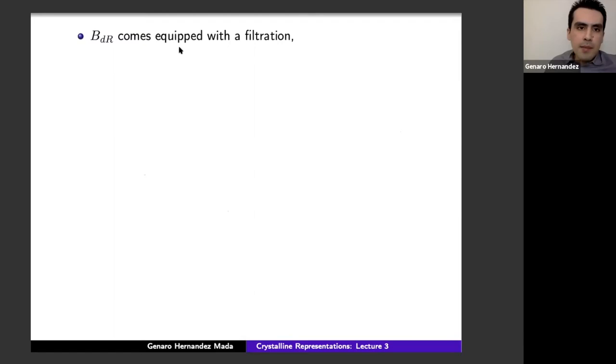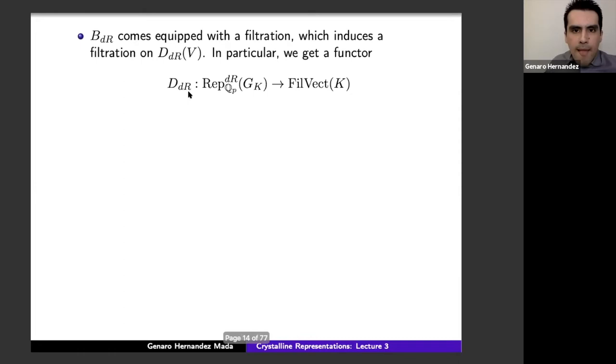Okay. So let me be more explicit here. B_dR comes equipped with a filtration. Recall that this filtration is given by the valuation, basically. The i-th term of the filtration is the one generated by the i-th power of t, where t is a uniformizer. It can be chosen actually in a very special way. And so the comment here is this one. The filtration in B_dR induces a filtration on D_dR of V. And we get a functor, which is denoted like this, from the de Rham representations to the filtered K-vector spaces. I am just recalling what we saw last time. So this is not new.